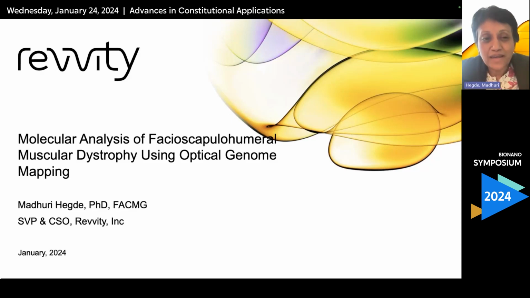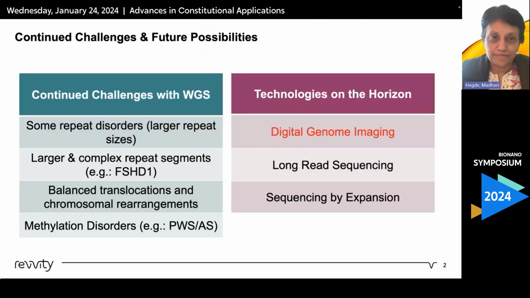My name is Madhuri Hegde. I am the Senior Vice President and Chief Scientific Officer at Revvity. And today I'm going to talk about molecular analysis of FSHD using optical genome mapping.